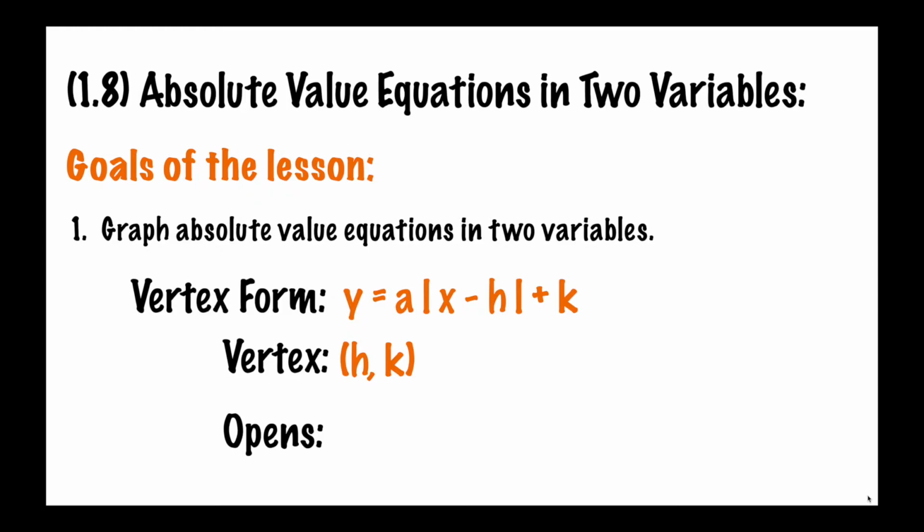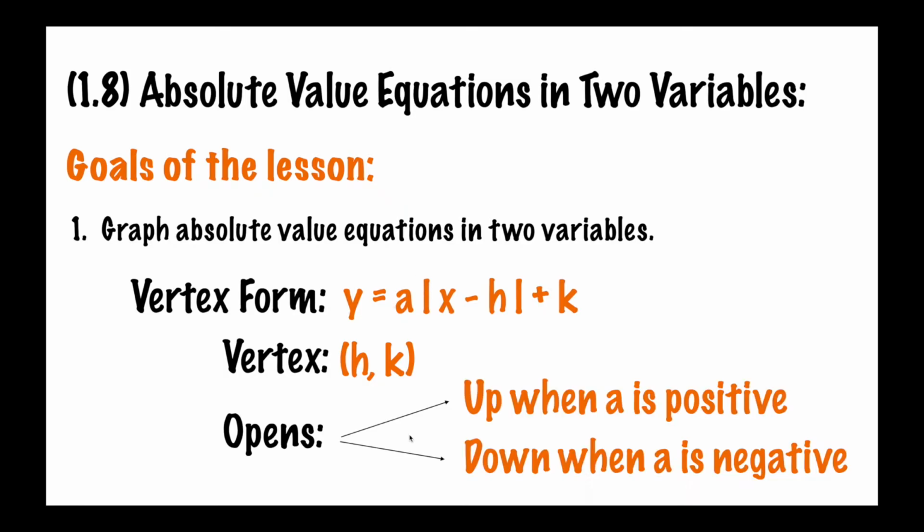When we graph the absolute value equation, it's going to be the shape of a V. And they're either going to open up or down, and that's determined by the value that we get for a. So the graph of an absolute value equation is going to either open up or open down, and that's determined by a. It's going to open up when a is positive, and it's going to open down when a is negative.